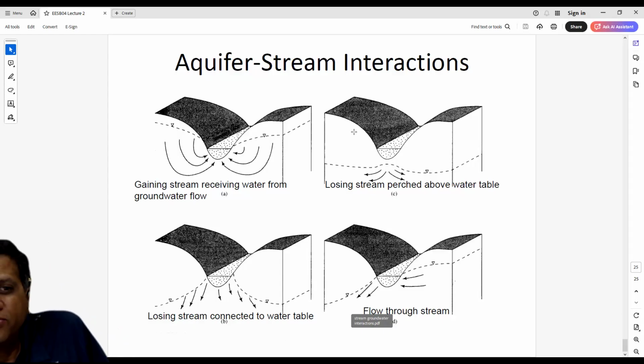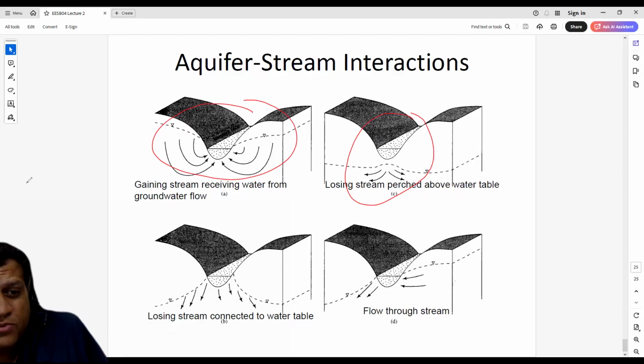Here, this is what happens during, let me draw this, so this is what happens during drought conditions. Maybe I'll draw that with blue. On the left is what you'll see during regular conditions, whereas on the right, that's what you see during drought conditions.